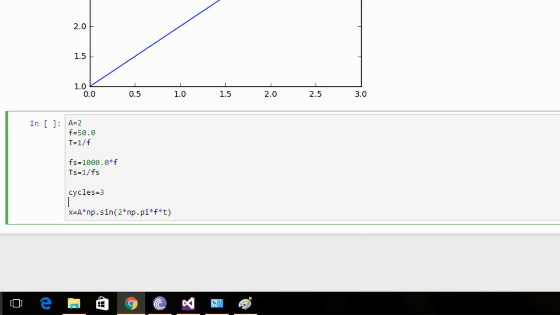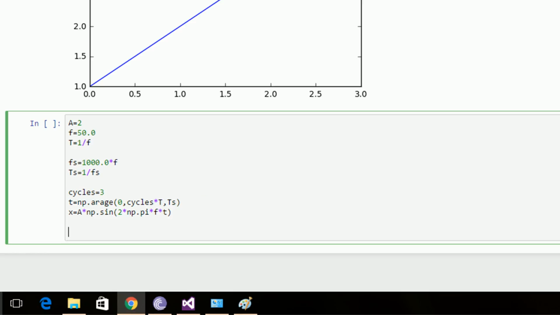In order to find the variable t, t is equal to np dot arange. We have seen how arange can produce the numbers, the real numbers. np dot arange from 0 up to number of cycles into T, in steps of ts. So the number of cycles you want to represent in the steps of ts. Okay, so let's execute up to this.